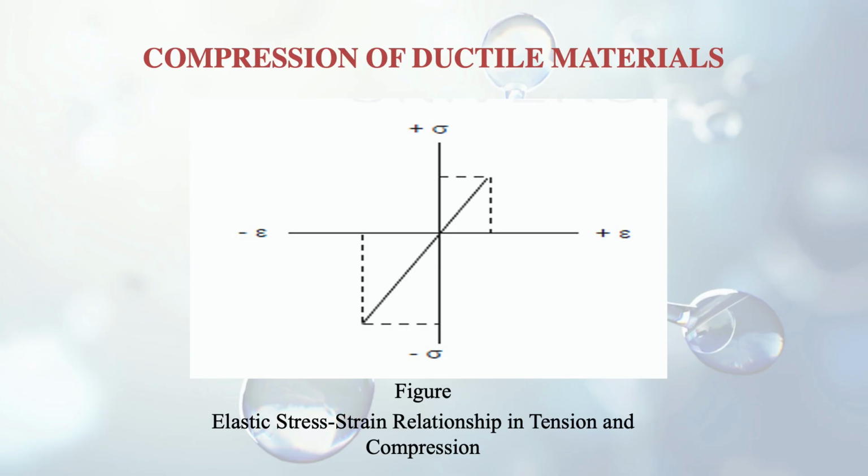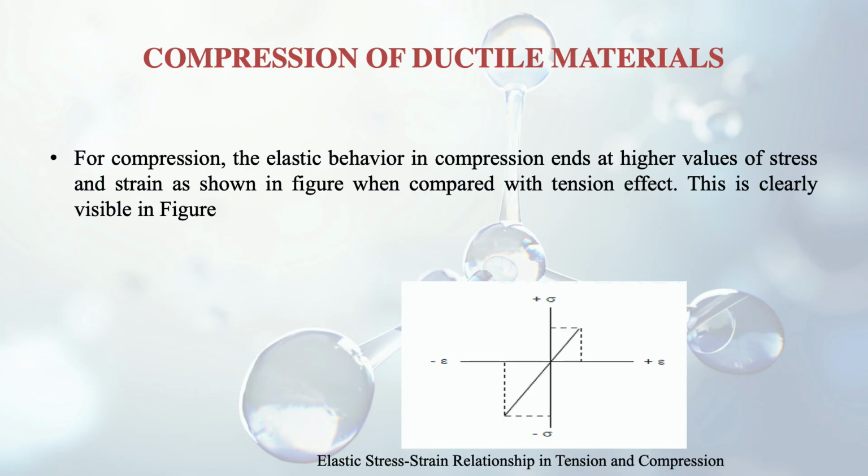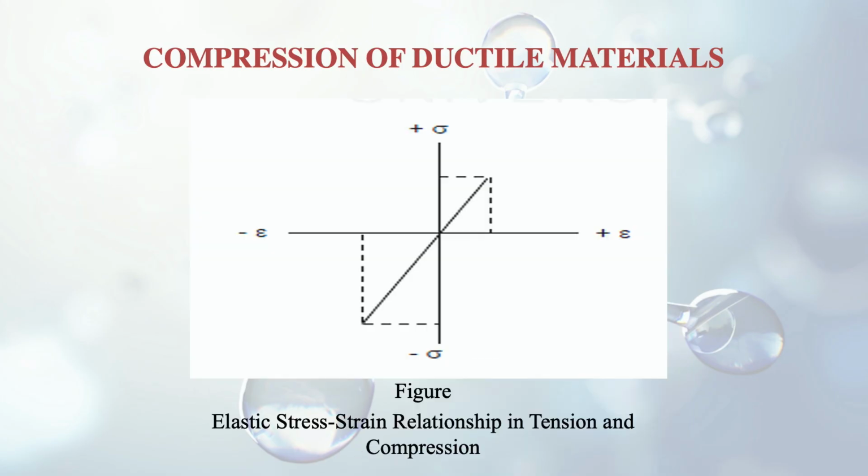So here we see one diagram which will give us the comparison between the compressive stress and the tensile stress, what is happening in both the tests. So for compression, the elastic behavior in compression you see ends at higher values of stress. Now you see here in the figure, if you go into the third quadrant, the negative one, you see that the compressive stress is more magnitude wise, and you go in the first quadrant, you can see that the tensile stress magnitude wise is lesser. So that is the case.